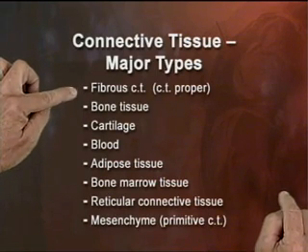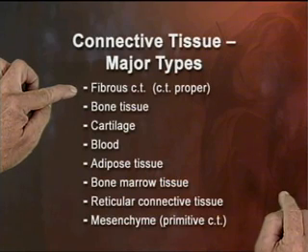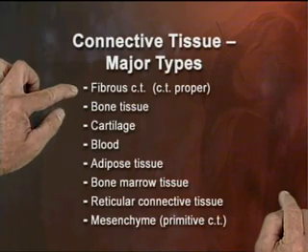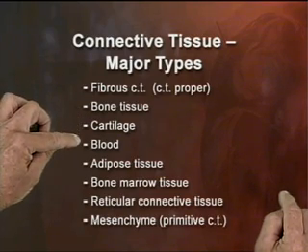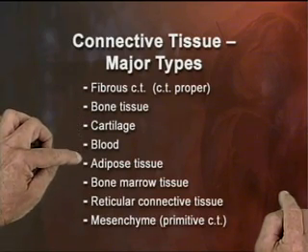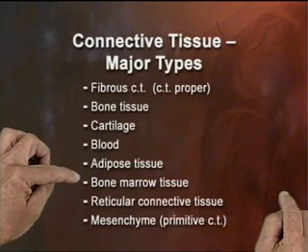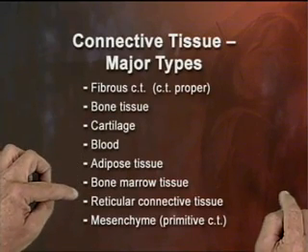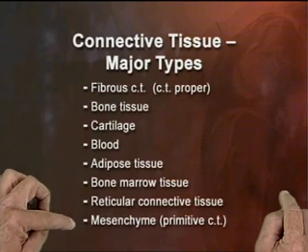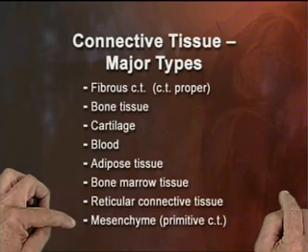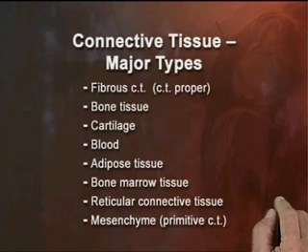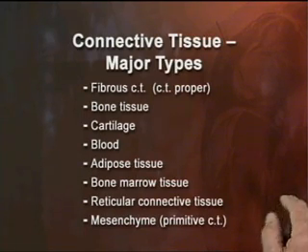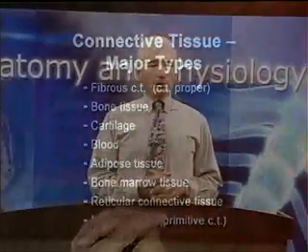So we have fibrous connective tissue, also known as connective tissue proper. We have bone tissue, cartilage, blood, adipose tissue, bone marrow tissue, reticular connective tissue, and mesenchyme or primitive connective tissue. So those are the 8 major types of connective tissue. And we want to take these one at a time and talk about some of the features of each one.